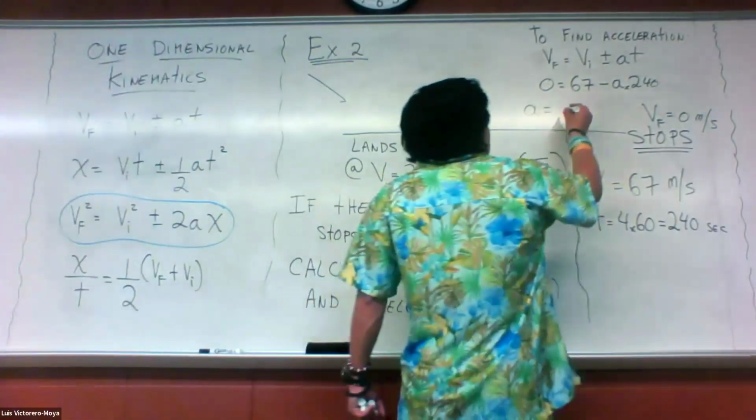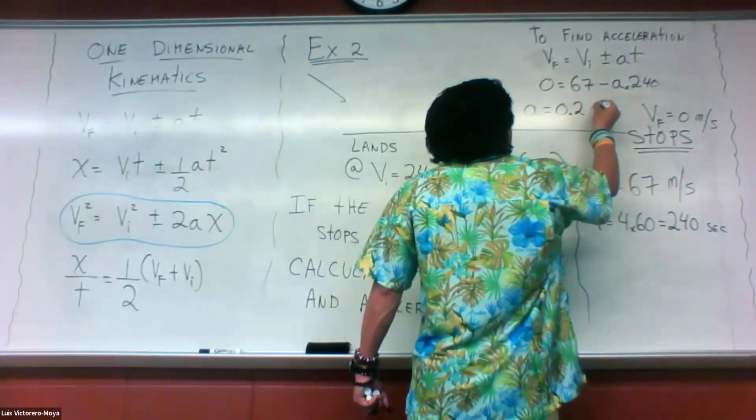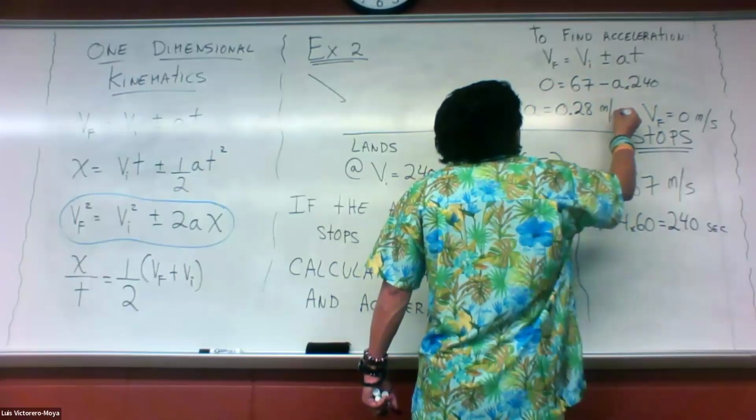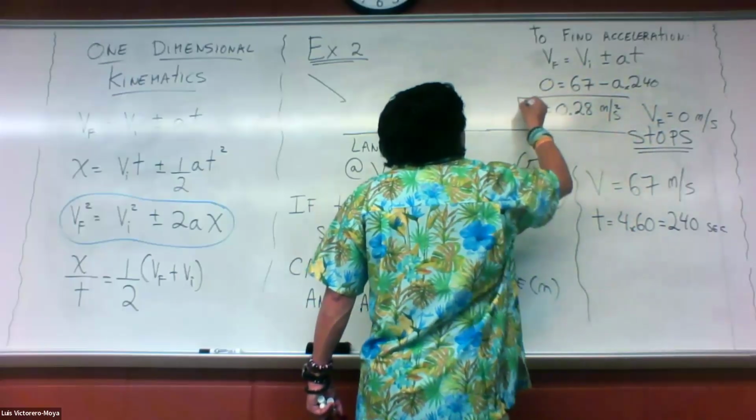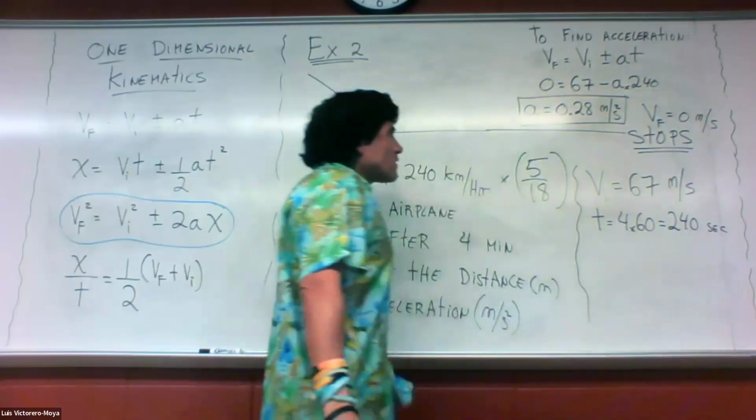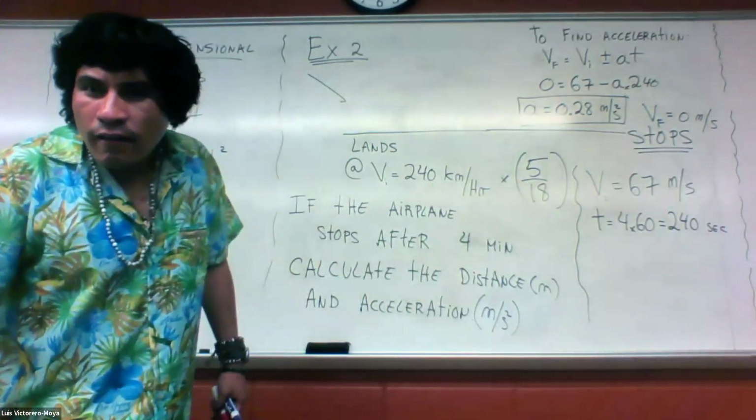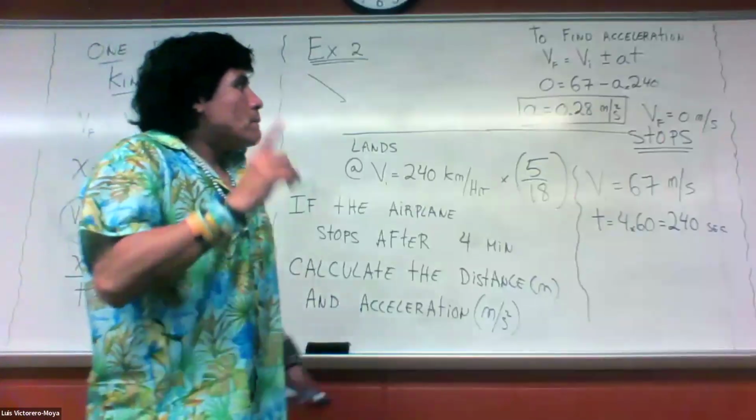Point 28 meters per second square. Does that make sense? Yeah? Is it negative? Good. That's a good question.